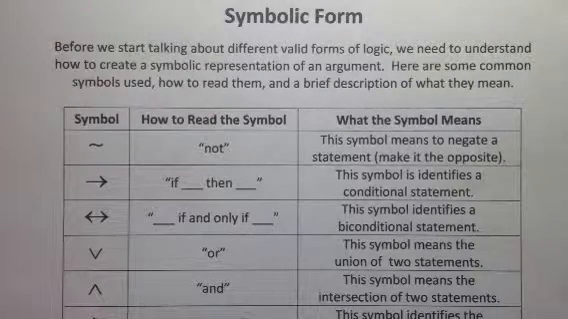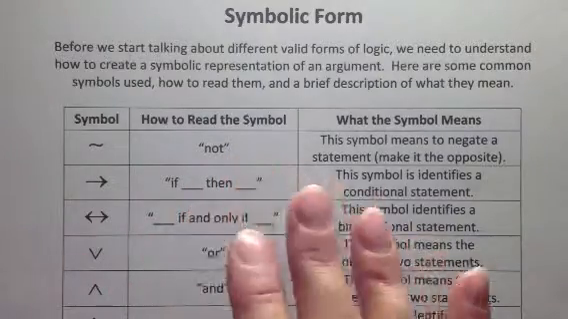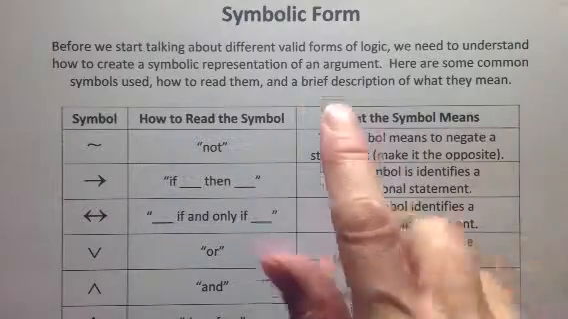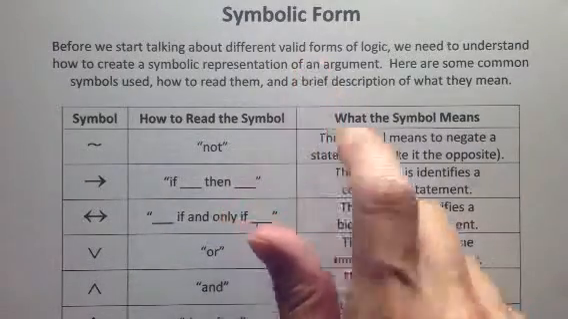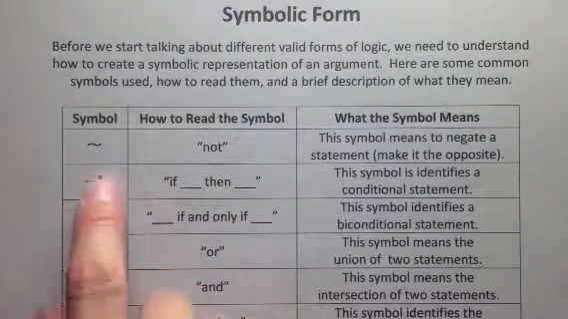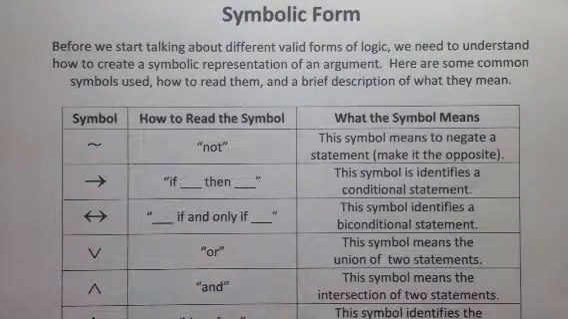Okay, depending on when you're watching this, you may have already seen some of these symbols. If you're watching it first thing in Unit 2, then this is all new, so I'll go through what these symbols mean. The real bulk of Unit 2 is talking about logic, but before we talk about valid forms of logic, we really need to understand how to create symbolic representations of an argument using these symbols. That's the easiest way to talk about the validity of an argument.